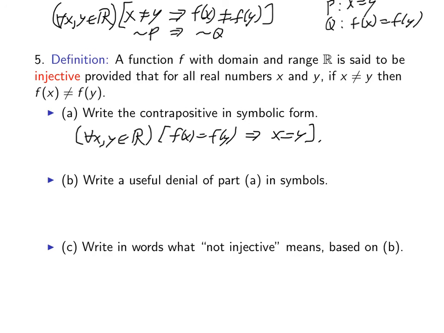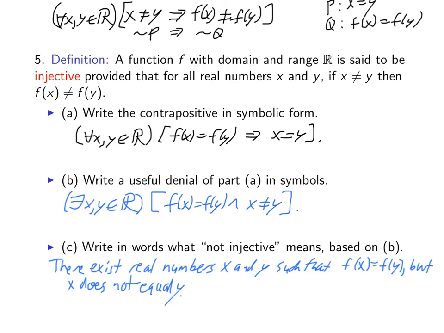So again, our useful denial, we have to deny the for all and make it an exists, and then we have to deny the implication by having the premise true and the conclusion false. Right? And in words, that is, there exist real numbers x and y, such that f of x is f of y, but x does not equal y. All right? Well, and I hope you see why that's a denial of injectivity, right? Injectivity means that distinct things go to distinct values, and not injective means that there exists a distinct pair that goes to non-distinct values. Anyway, I hope that was helpful.